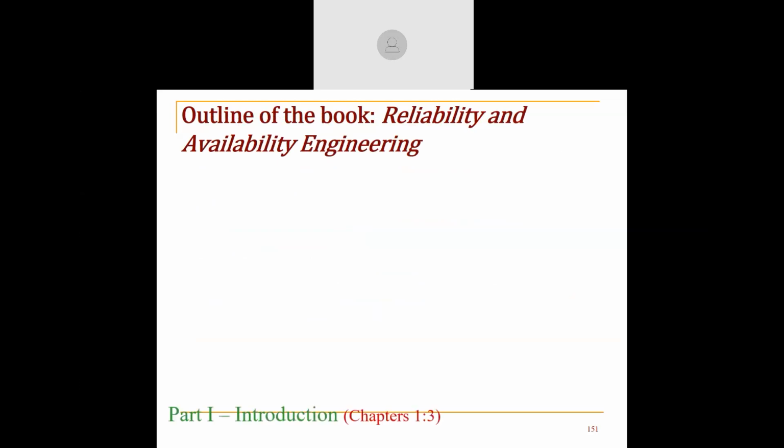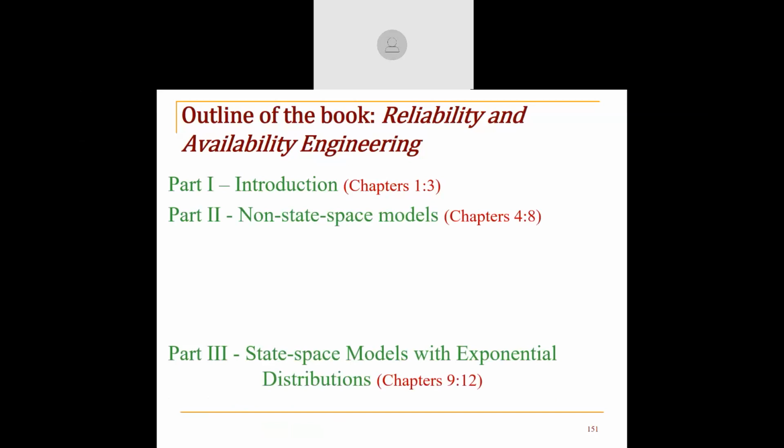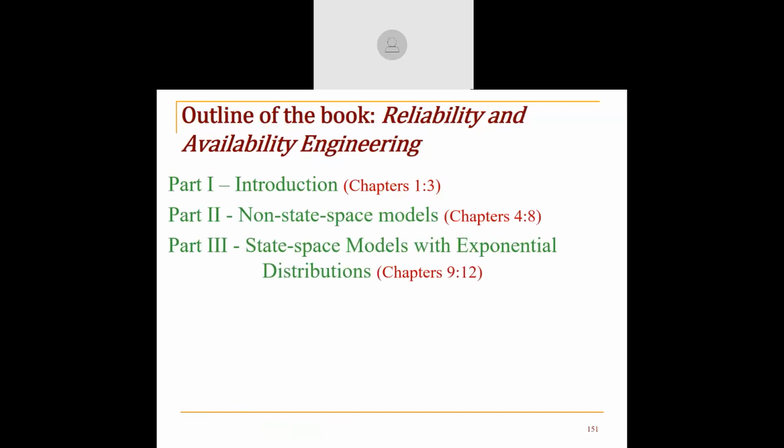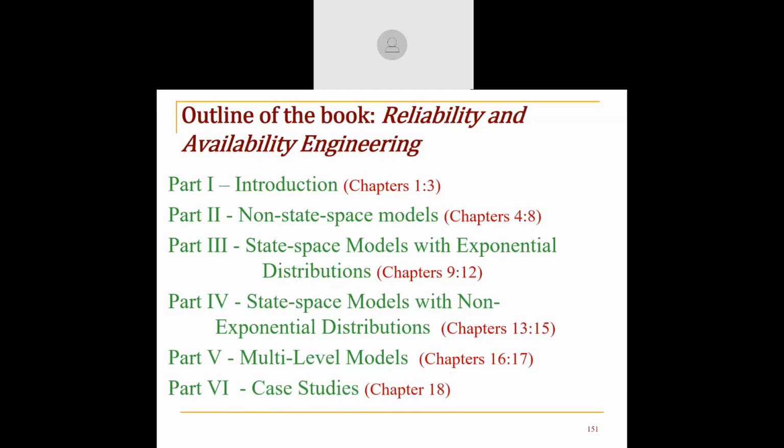And the book that contains all this material is divided into several parts. Introduction, chapters 1 through 3. Non-state space models, chapters 4 through 8. State space models with exponential distributions, chapters 9 through 12, part 3. And state space models with non-exponential distributions, part 4, chapters 13, 14, and 15. And part 5 is the multi-level models, chapters 16 and 17. And part 6 is the case studies, chapter 18.